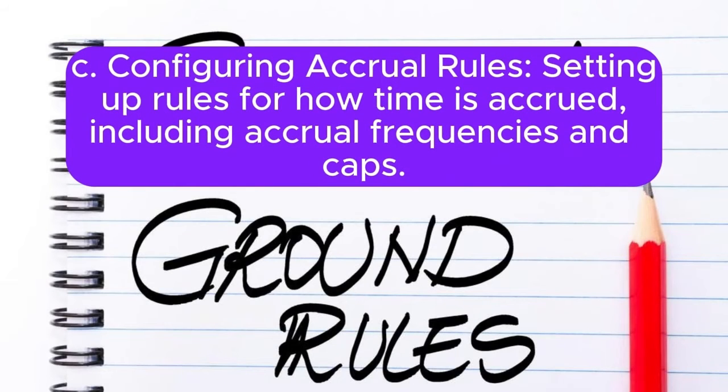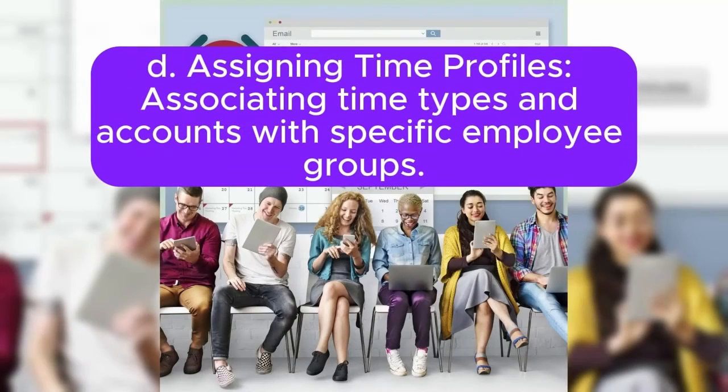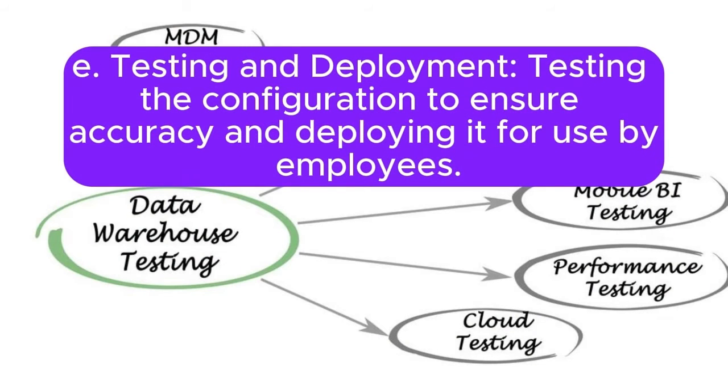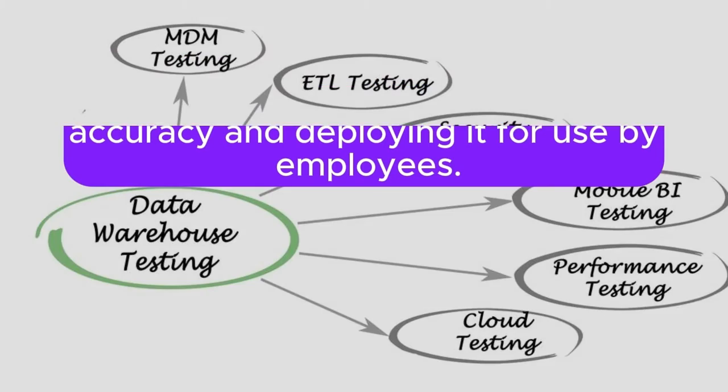C. Configuring accrual rules, setting up rules for how time is accrued, including accrual frequencies and caps. D. Assigning time profiles, associating time types and accounts with specific employee groups. E. Testing and deployment, testing the configuration to ensure accuracy and deploying it for use by employees.